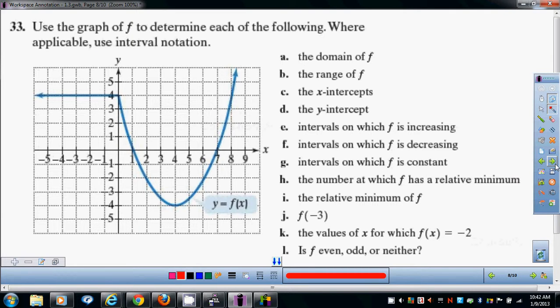Now, I'm sorry that I'm not going to be able to write down the answers to these. I don't know what happened to it. But here we go. The domain of f, just like yesterday, how far left, how far right? Negative infinity to positive infinity.